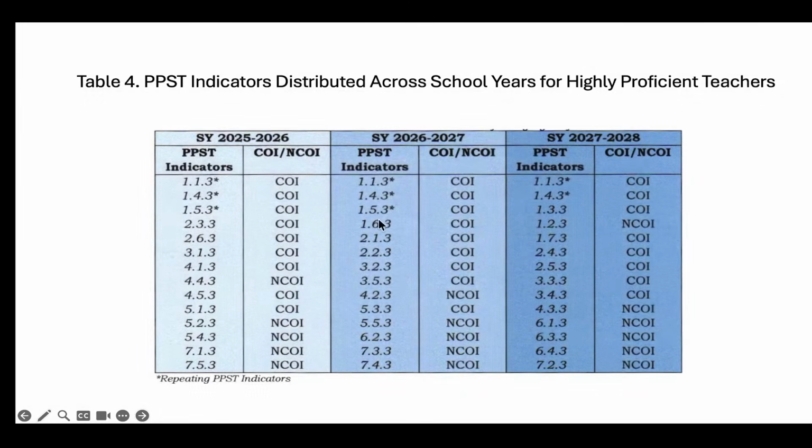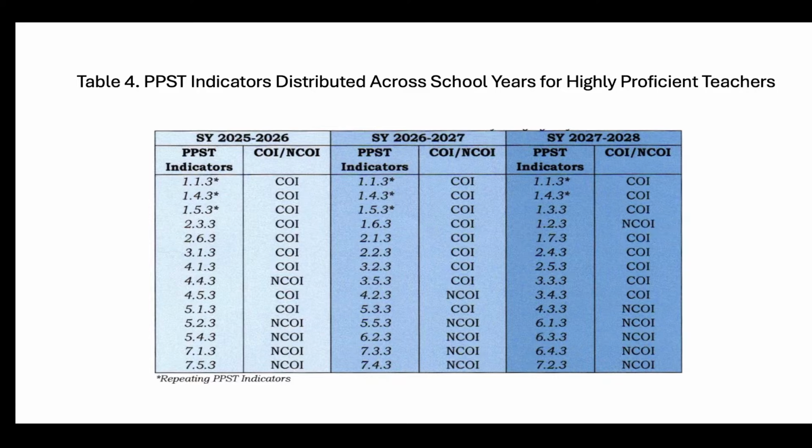That is how we are rated for Master Teachers. If it's blue, this is for Master Teachers, of course only for Master Teachers 1 and 2. As you can see, it's quite different from the previous multi-year guidelines, because in the previous multi-year guidelines there were fewer classroom observable indicators. Whether NCOI or COI, when I say NCOI, it means non-classroom observable indicators.